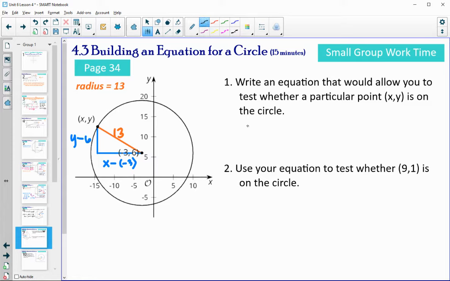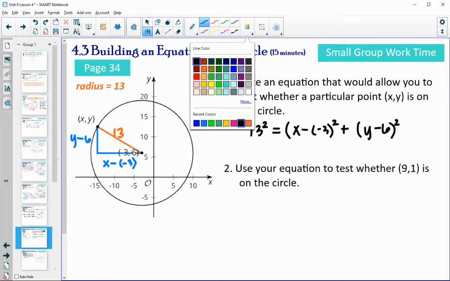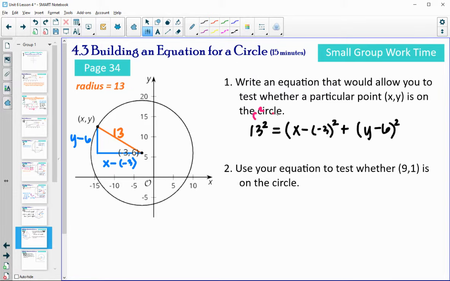So if we create this equation, our distance should be 13. So 13 squared should equal, that's our c squared, right? Should equal our legs: x minus a -3 squared plus y minus 6 squared. So there's your Pythagorean theorem. Your c squared should equal a squared plus b squared. So here's your a and your b, and then your c.